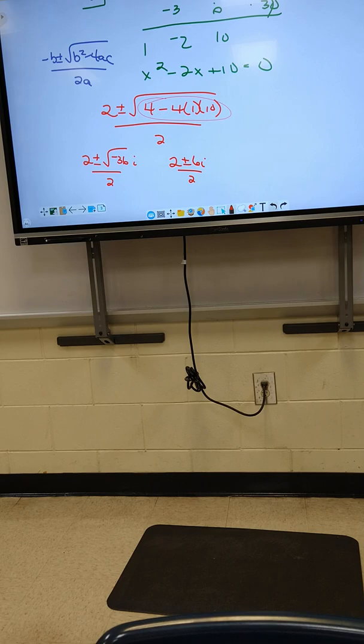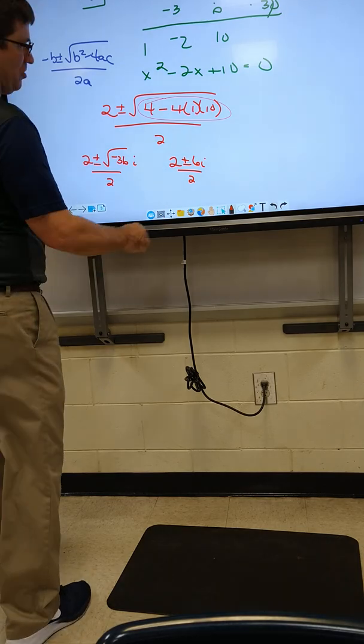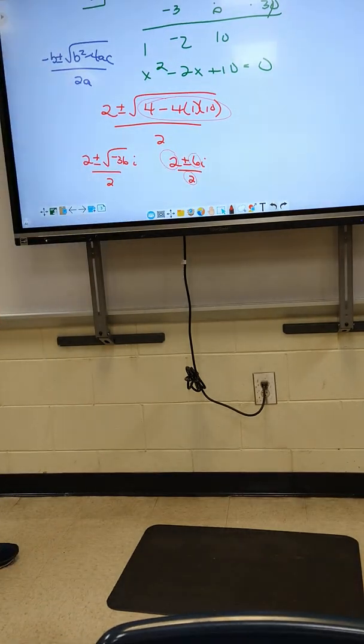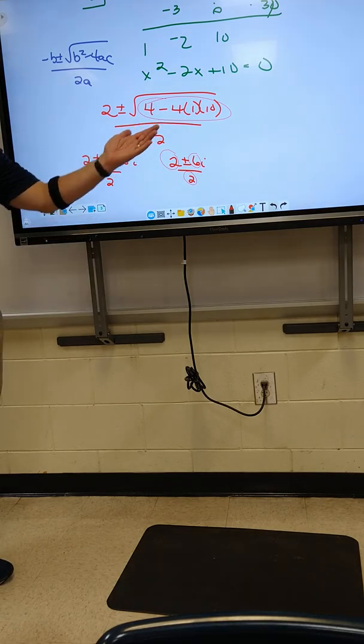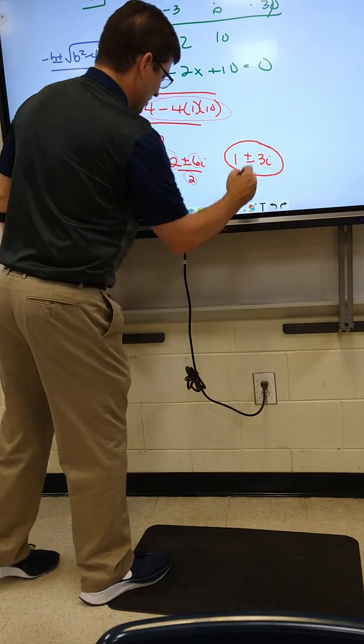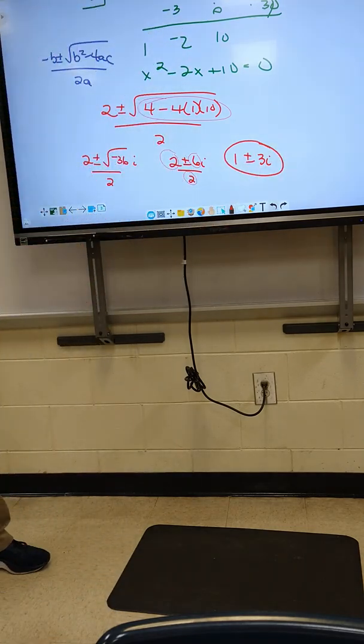All right, I showed y'all this. When you've got an i, you're not going to be able to finish it out the way we normally do. All you can do is check these three numbers right here to see if you can simplify. On this one, yes, I can divide them all by 2. So it's 1 plus or minus 3i, and you just leave it like that.